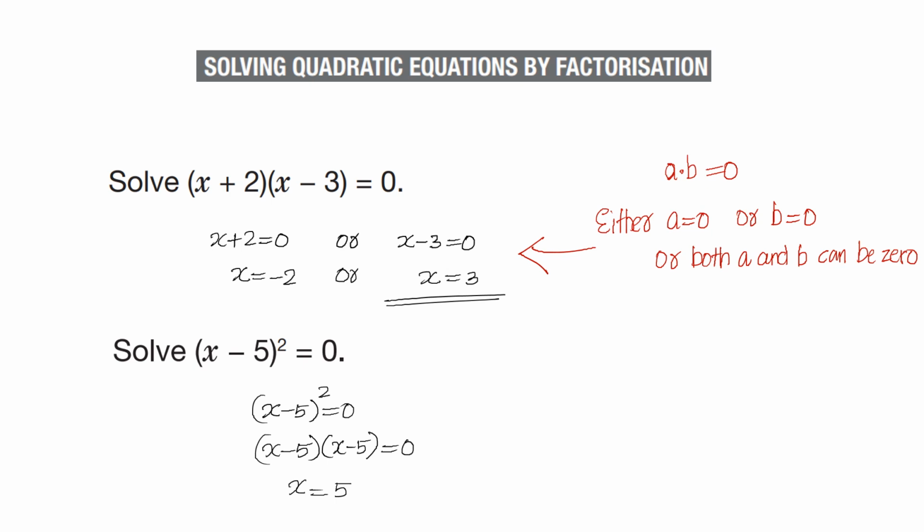Any quadratic equation can have a maximum of 2 solutions. Here, if we solve the quadratic equation x minus 5 the whole square is equal to 0, we get two solutions, and the two solutions are the same, that is 5 itself. So the value of x should only be equal to 5.